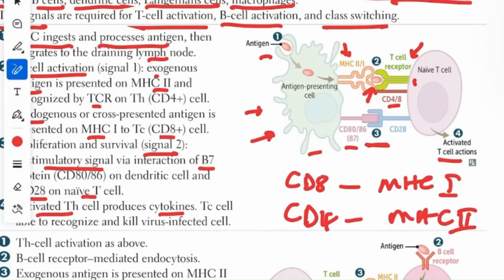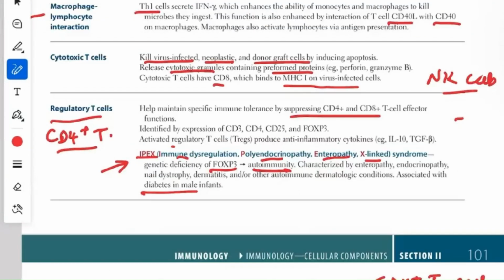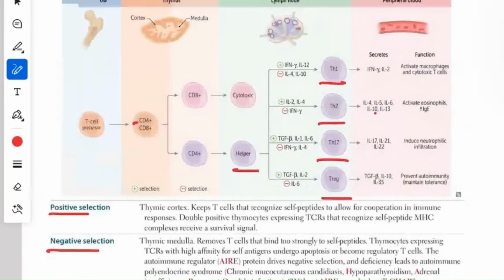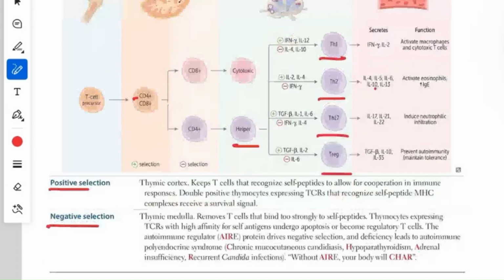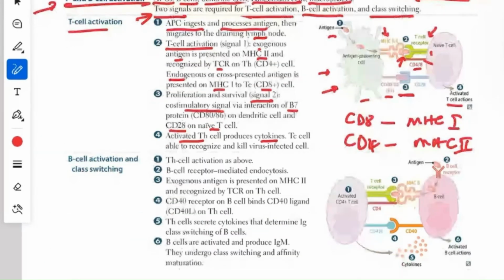If it's MHC1, you have CD8 here. If it's MHC2, you have CD4 here. Okay. So that's the difference I want you to pay attention to, depending on the type of T cell responding to the antigen. Now, I wanted to say something.